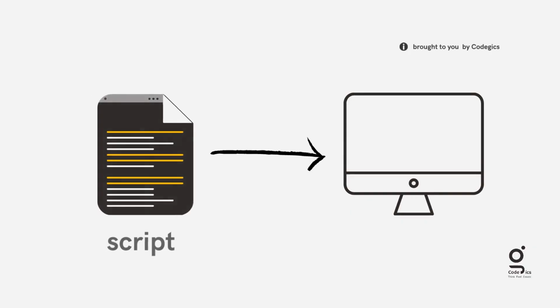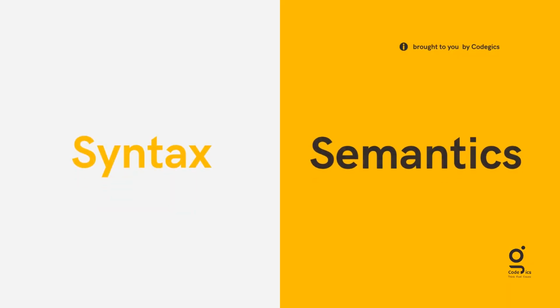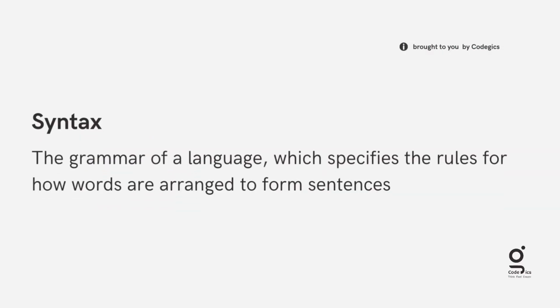These steps are written in a programming language, which can be thought of as a set of rules and vocabulary that the computer understands. Programming languages are similar to human languages in that they have a syntax and semantics. Syntax is like the grammar of a language, which specifies the rules for how words are arranged to form sentences. Just as you need to use proper grammar when writing or speaking a human language to make your thoughts clear and understandable, you need to use proper syntax when writing code to ensure that the computer can interpret your instructions correctly.